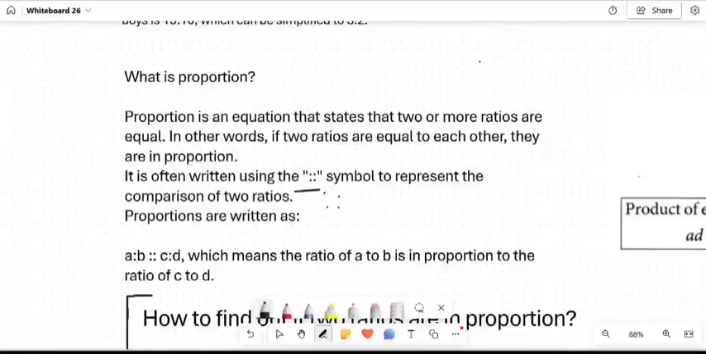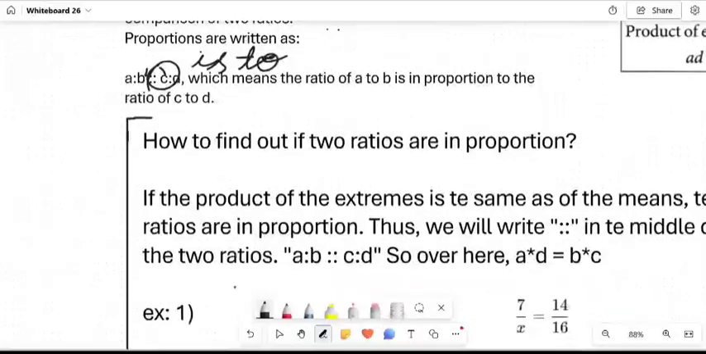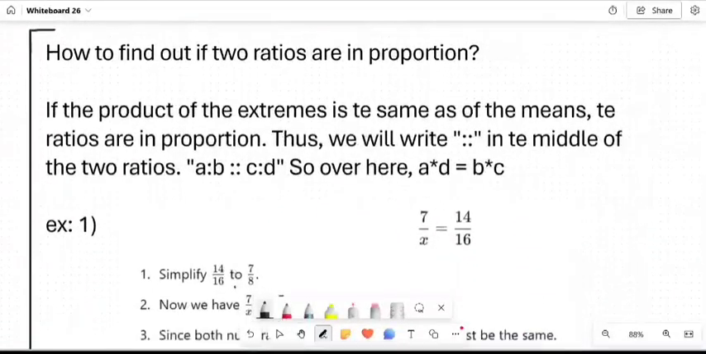Ratios are written as A is to B is equal to C is to D. This is pronounced as "is to", which means the ratio of A to B is in proportion to the ratio of C to D. Okay, now let's find out how we find out if two ratios are in proportion.